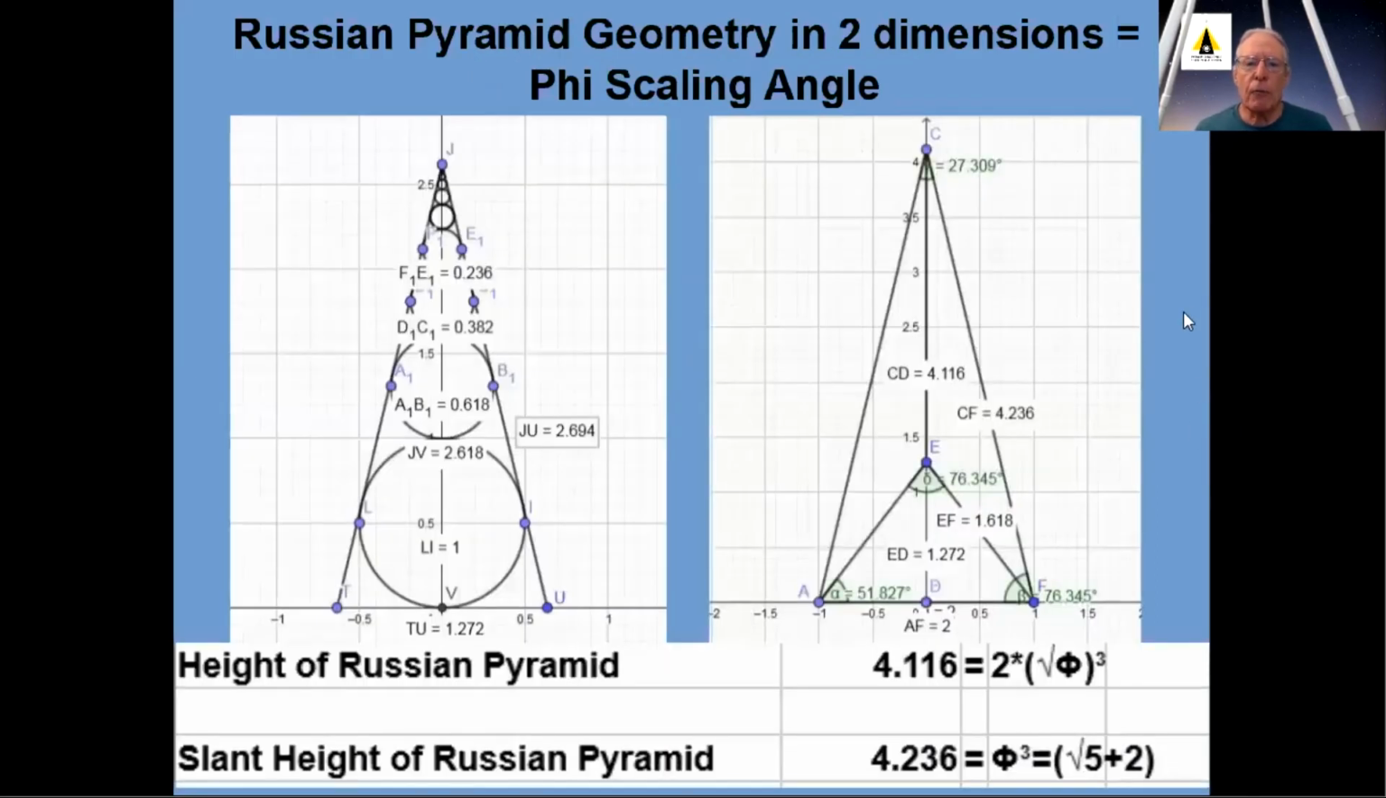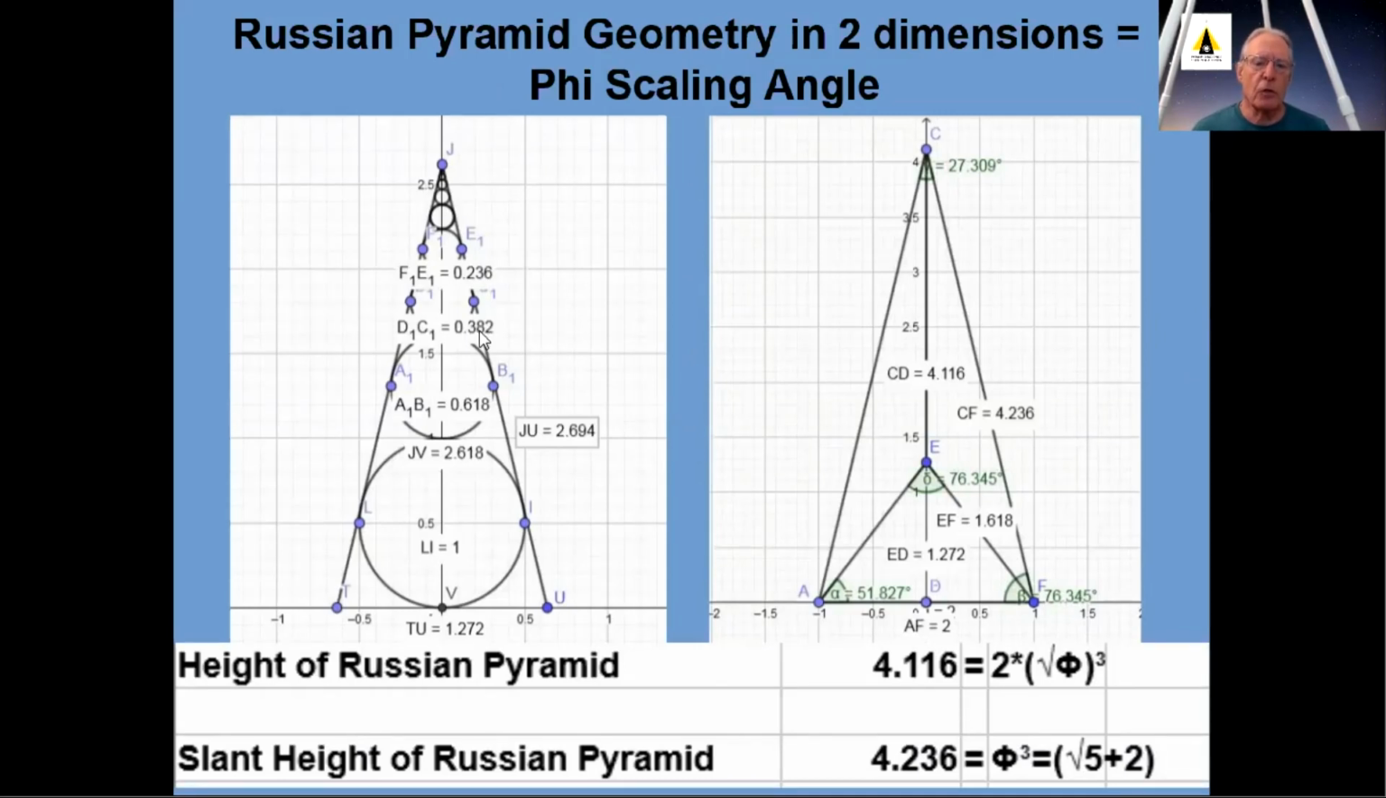So again, for background, for those of you who haven't seen this, and also for refresher, this diagram on the left was actually the diagram I put together almost 2 years ago now when I was first defining the geometry of the Russian pyramid. And it was essentially a 2D version of the Phi spiral pyramid that results.